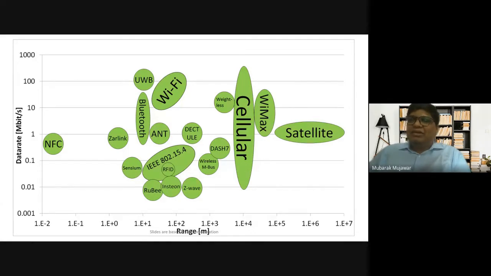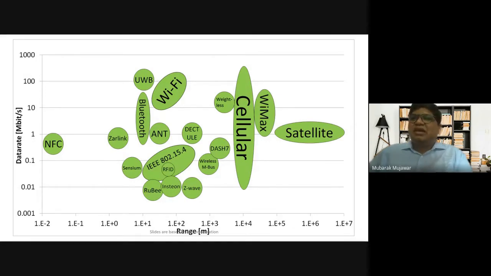If I go to satellite, the range is typically a few kilometers to a few hundred kilometers, and its data rate is about 1 megabit per second. We have Bluetooth, which is over here. It has a very wide data rate from 1 to 50 megabits per second. However, its range is very small, about a few meters. We have NFC, near field communication. Its data rate is quite high, 1 megabit per second, but its range is only a few centimeters. So unless it is very close, we will not have any communication. So this is the chart. I recommend you print this chart and post it in front of your table, so you'll get to know the different technologies, their range and their data rate.